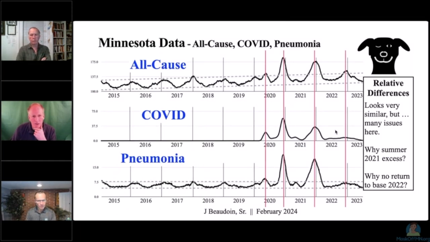All-cause, COVID, and pneumonia. I show you that the peaks line up in every single one. This is the first peak, the first COVID wave. Minnesota is nothing like Massachusetts. Nothing. You had a small wave at first, and then your second one was really big, and then a little bit smaller in the next one, and really small in the fourth wave, right?